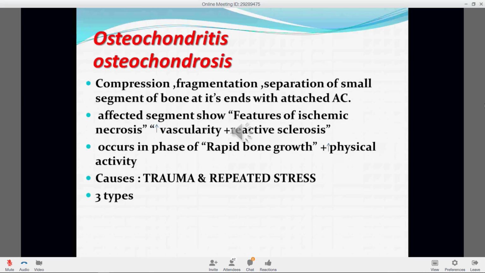The causes are trauma and repeated stress. This trauma and repeated stress will cause a very faint fracture of the subarticular bone with the cartilage covering it, which fails to unite and does not appear on the X-ray. With time it will give these criteria. There are three types of osteochondritis.